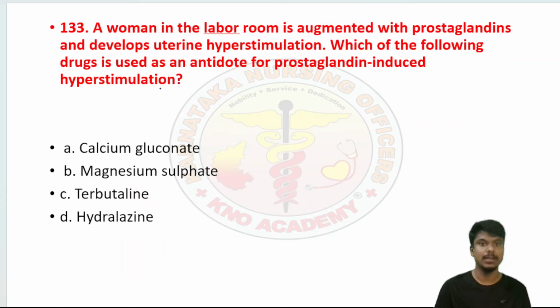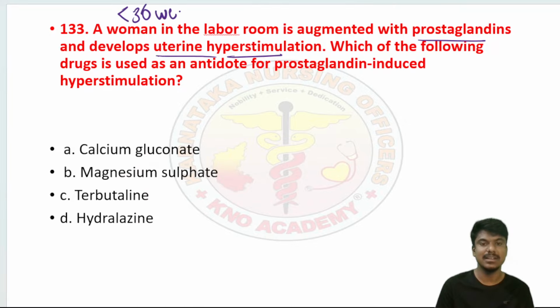So next question. Here we have a woman in the labor room, augmented with prostaglandins, who develops uterine hyperstimulation. She is less than 36 weeks of gestation, came to the labor room, was augmented with prostaglandin and developed uterine hyperstimulation. Which among the following drugs is used as an antidote for prostaglandin-induced hyperstimulation?